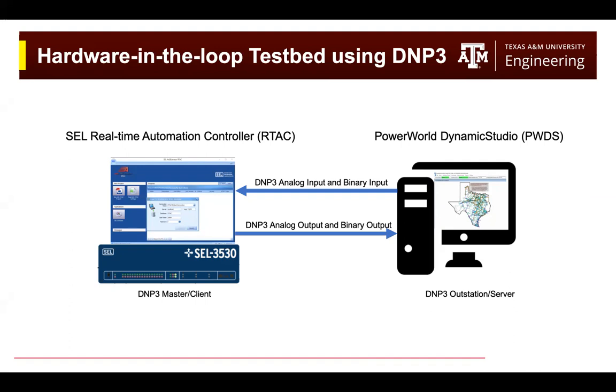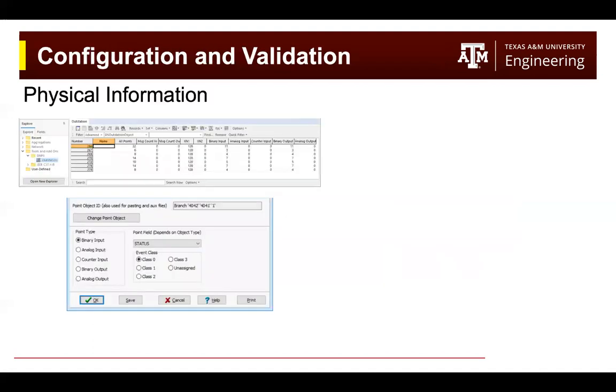And the RTAC is a standard industrial controller device which has been used in substations and control centers for data acquisition and control. As shown in this diagram, the RTAC, or the DNP3 master, collects the analog and binary data from the real-time power system simulation, and it can also issue controls for both analog and binary to the devices in the DNP3 outstations in PowerDS. In this presentation, I will go through the detailed configuration of both software and hardware to establish the DNP3 communication for data acquisition and control.